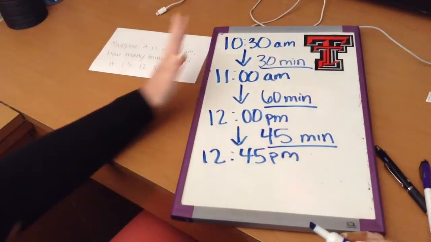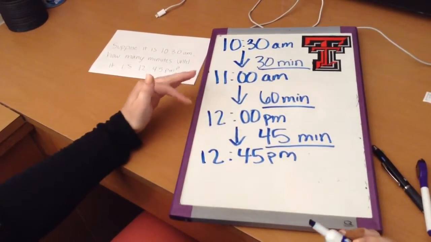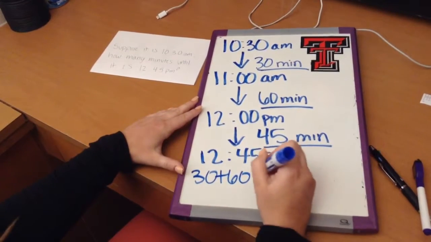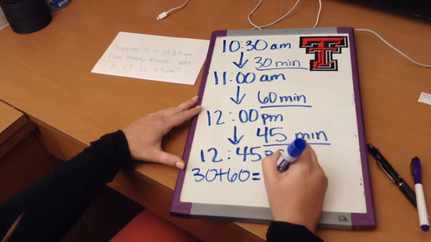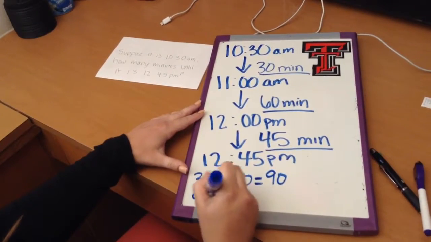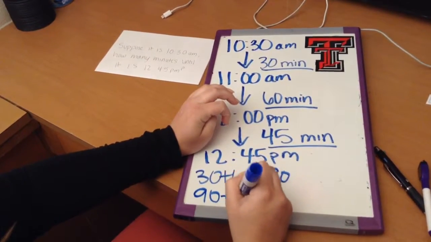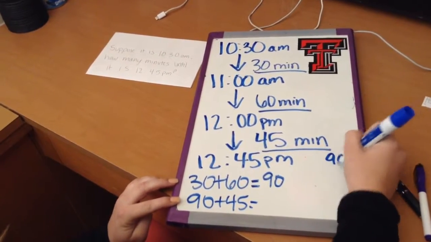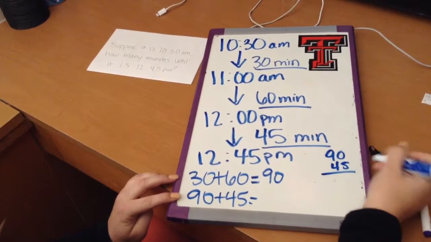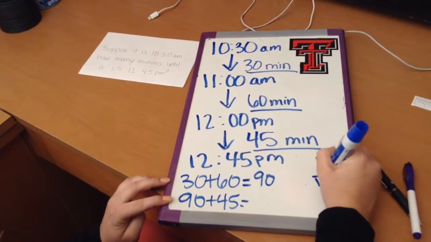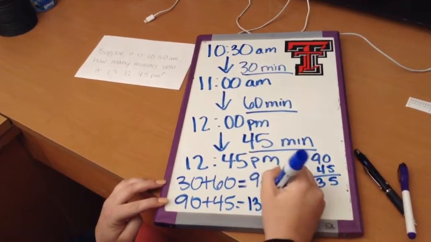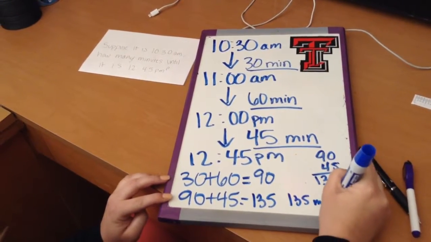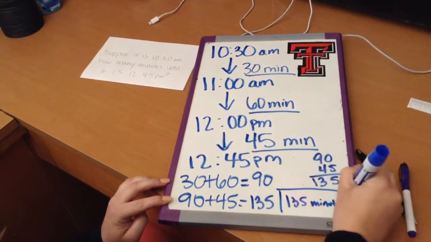And so now we have our minutes that it took to get to 12:45. So now we need to add the 3 numbers we have, 30 and 60, and we can all add 30 and 60 pretty easily because we know that's 90. So now we need to add 90 and our last number, which is 45. And remember, you don't always have to do this in your head. If you need to, you can go ahead and draw it on the side and put it into your problem to be able to add. And so we get 135. So we know there is 135 minutes until we get to 12:45 p.m.